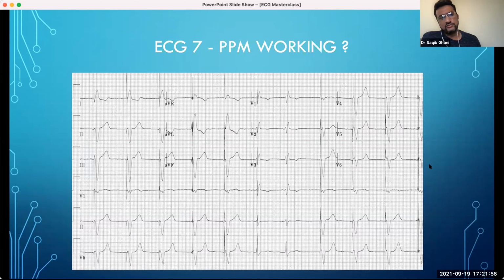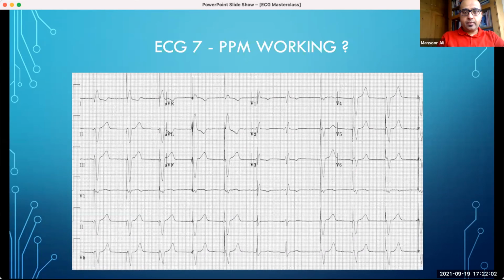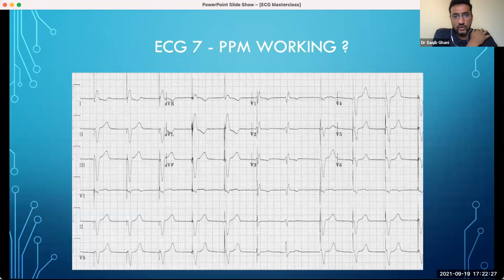So put the question up now for ECG 7, Mansoor. Here you go. Please answer this one. Do you think the pacemaker is working? I like it when there's a split. If everyone gives the same answer, there's no fun. Okay, a lot of people have answered. Show us the results. So there's an almost equal split: 40% saying yes, just over 40% saying no, and some saying don't know. That's fine. I'll pause here, and we'll come back to it in a second.